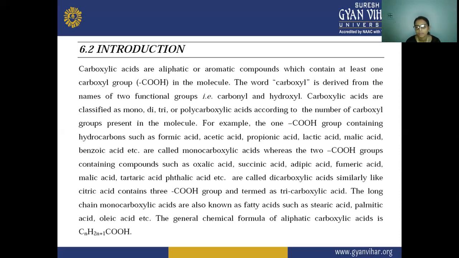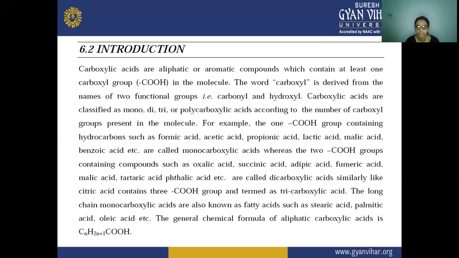So the general chemical formula of this aliphatic carboxylic acid is CnH2n+1 COOH. Here we are giving the formula of the aliphatic carboxylic acid. You can write different structures according to this chemical formula. That is, CnH2n+1 is the formula of the alkyl, as you studied previously.